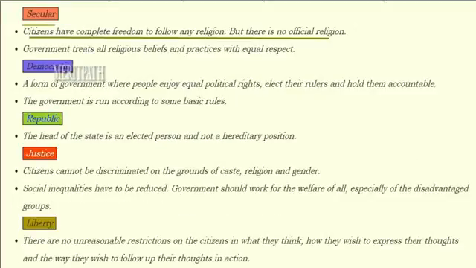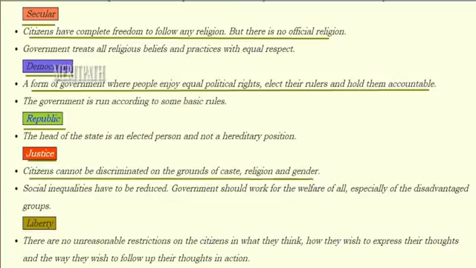Next is secular. Citizens have the complete freedom to follow any religion, but there is no official religion. Government treats all the beliefs and practices with equal respect. Democratic, a form of government where people enjoy political rights, elect their rulers and hold them accountable. So government is run according to some basic rules. Next is republic. The head of the state is an elected person but not a hereditary person.